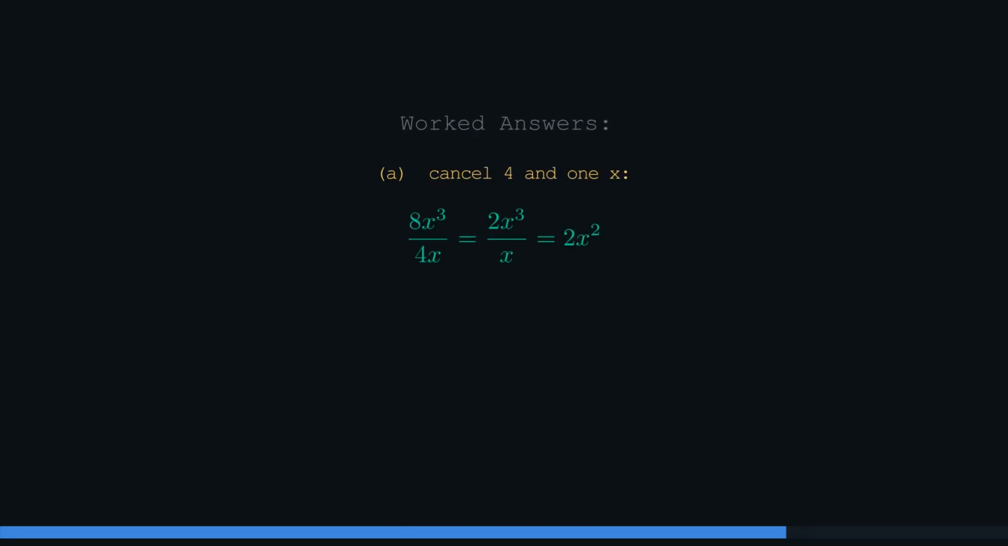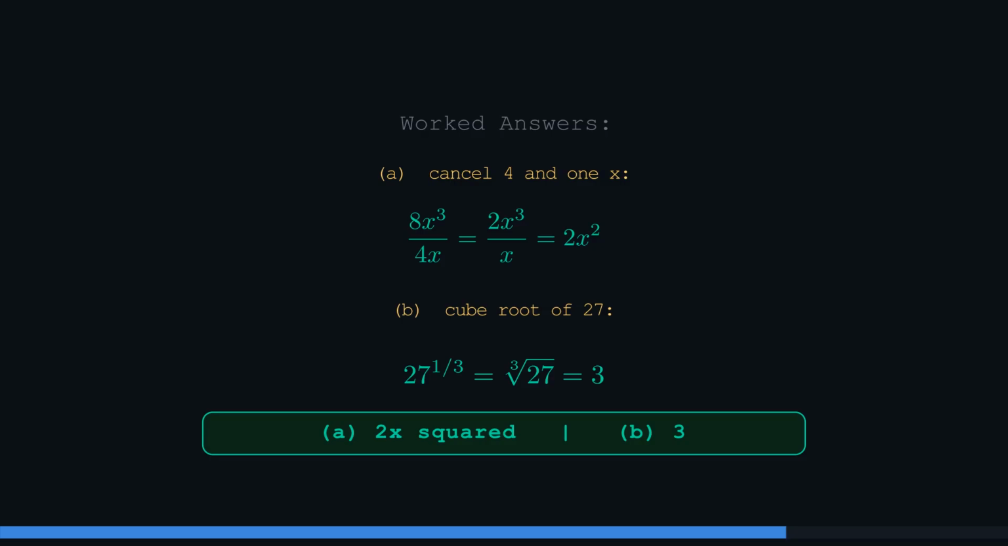For Part A, 8x cubed over 4x. Cancel the 4 and 1x. The result is 2x squared. For Part B, 27 to the 1/3 means the cube root of 27, which is 3.